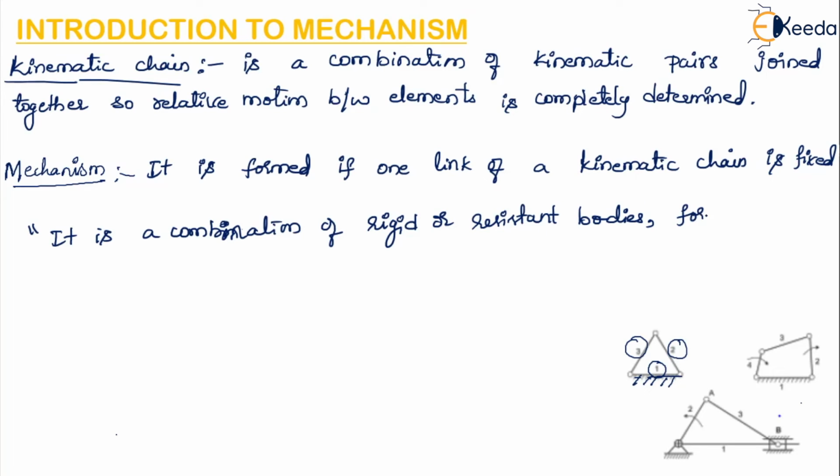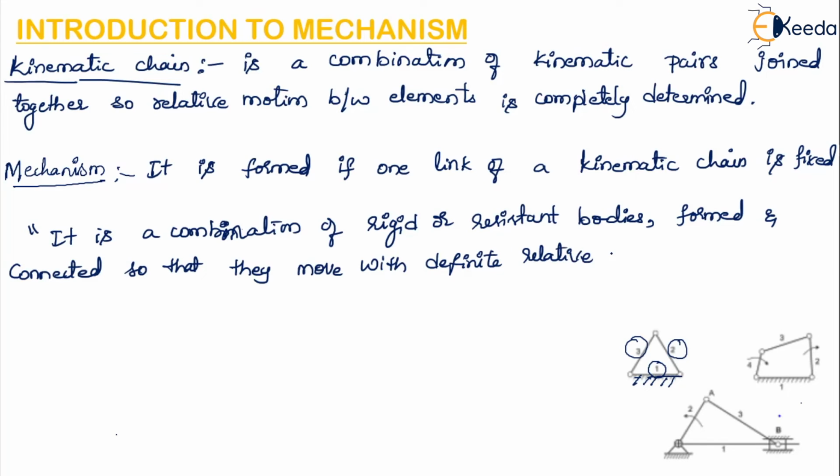So resistant bodies formed and connected so that they move with definite relative motion with respect to one another. So here links are connected to each other. So here you can see links 1, 2, 3, even here 1, 2, 3 and 4. All 4 are connected to each other, and also they will have some definite relative motion with respect to one another.